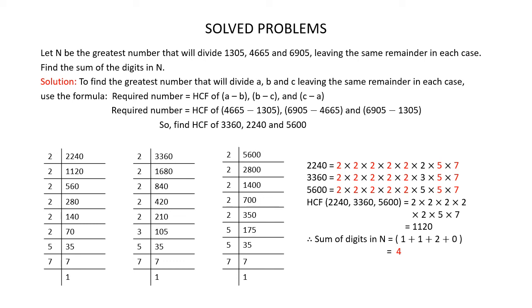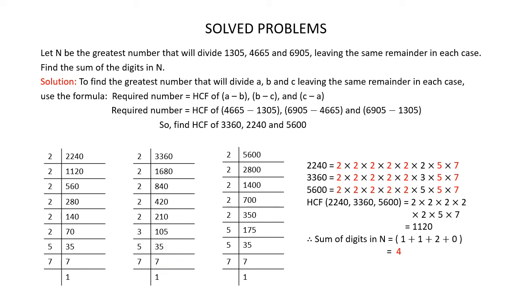Next, let's find the prime factors for 3360. 3360 divided by 2 is 1680. 1680 divided by 2 is 840. 840 divided by 2 is 420. 420 divided by 2 is 210. 210 divided by 2 is 105. Now divide by 3. So 105 divided by 3 is 35. 35 divided by 5 is 7. 7 divided by 7 is 1.